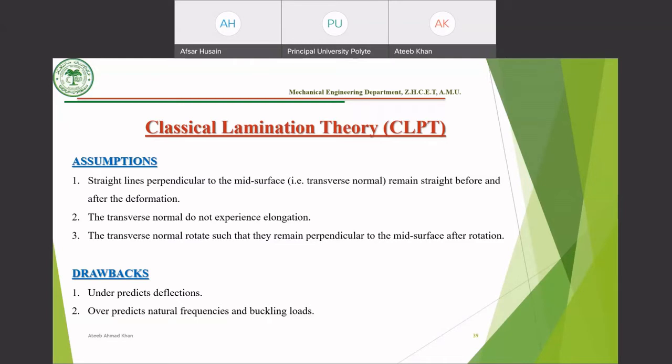And this over exaggeration of the stiffness is because of these assumptions, where we are assuming that the transverse normal remains straight before and after bending, because of which the shear strains at the top and the bottom surface will be 0. Later on in this lecture, I'll be discussing the kinematics of deformation of this particular theory, where you will better understand how we have incorporated the assumptions in order to get the displacement field.